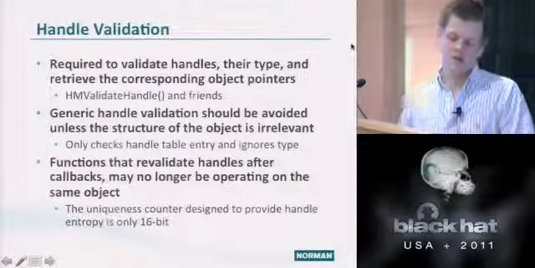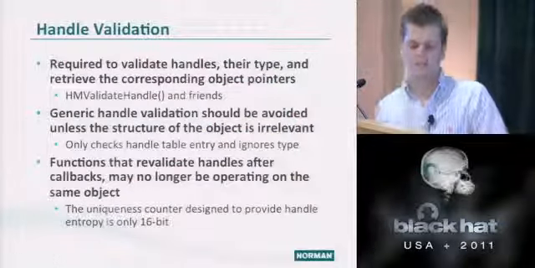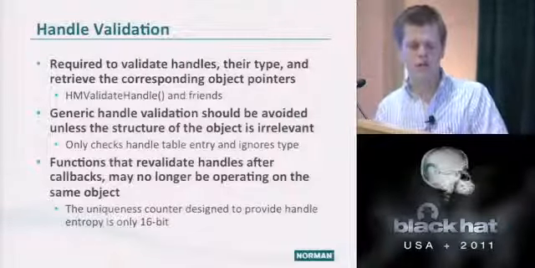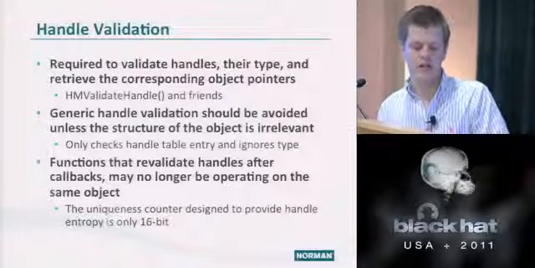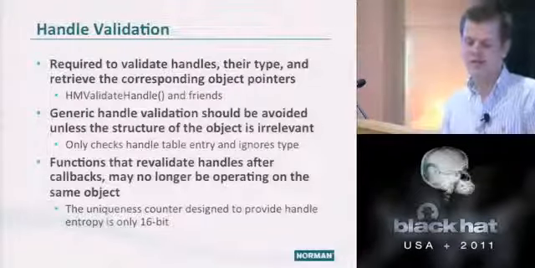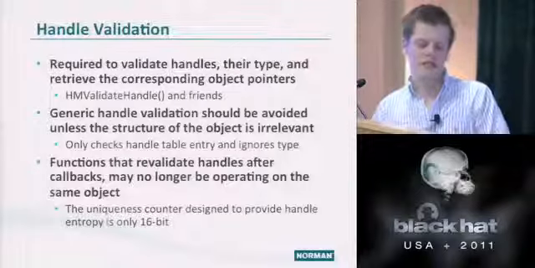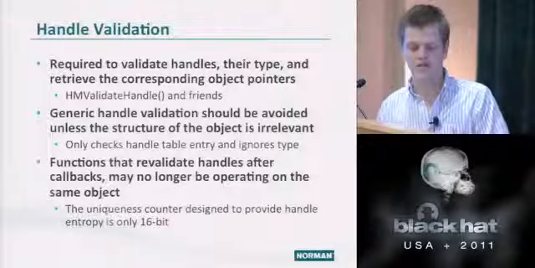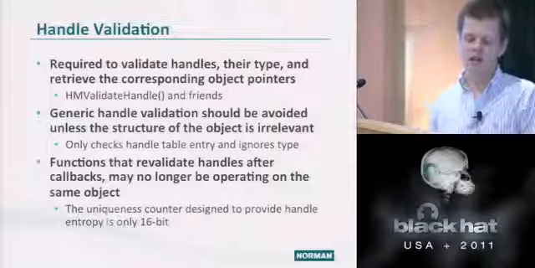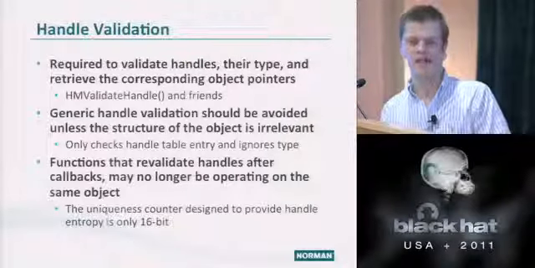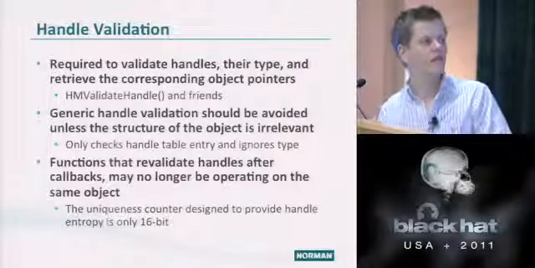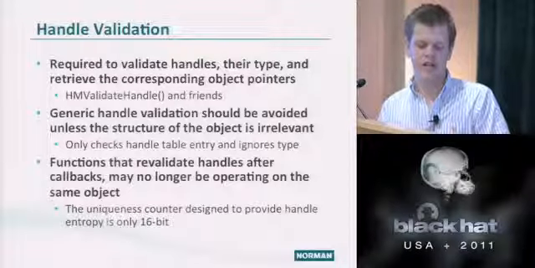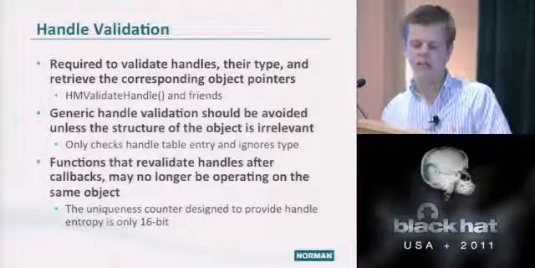This was not really related, but it's kind of nice to just mention. When you validate handles, you use the handle validation APIs, and these never lock the object itself. They simply validate the handles and return the object pointers. You should avoid generic handle validation unless the structure of the object is irrelevant, because if you do so, you only check that the entry is valid and completely ignore the type.